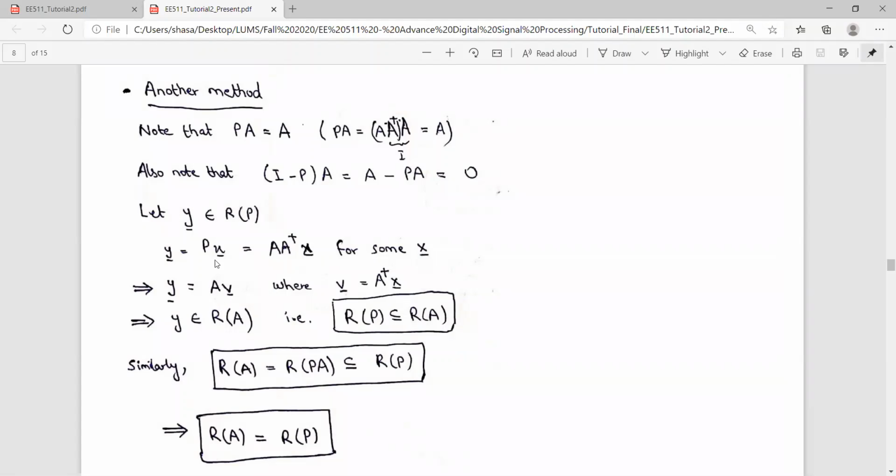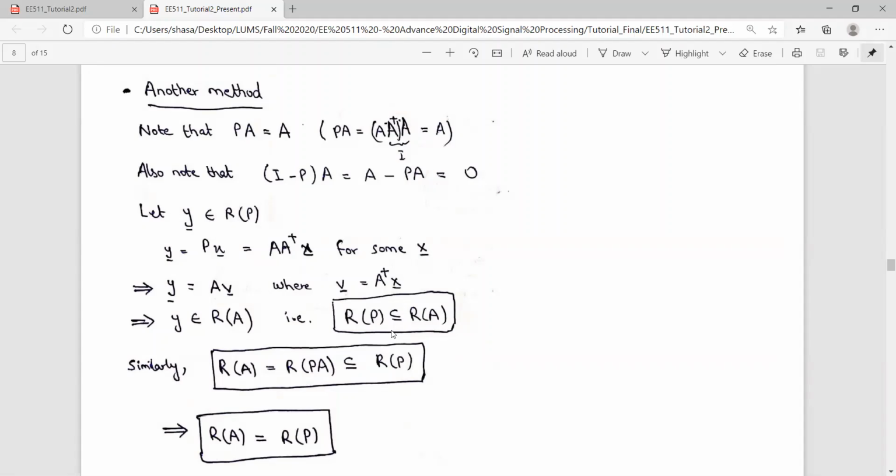And here it is, we can also write it as x2 or x prime. So this expression is a valid expression if y is from the range space of A. So through this equivalence, we say that y is an element of range space of A, and we have derived this expression that range space of P is a subspace of range space of A.